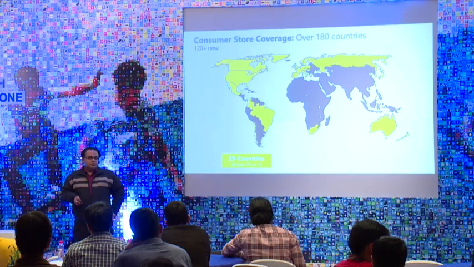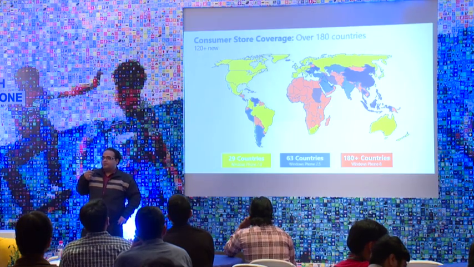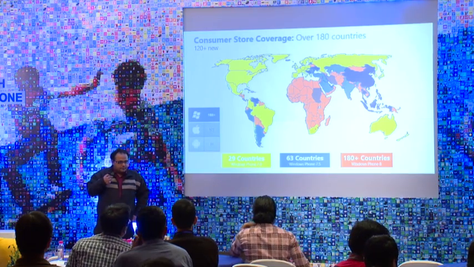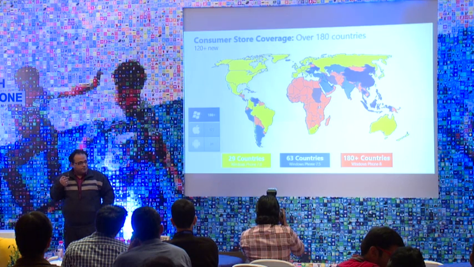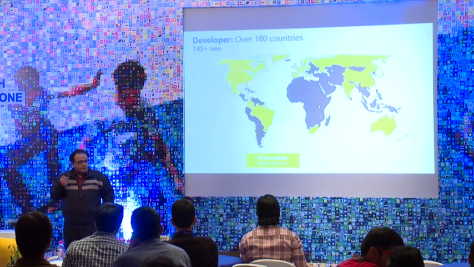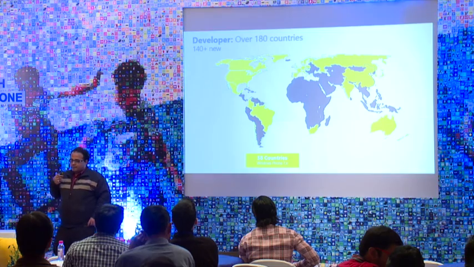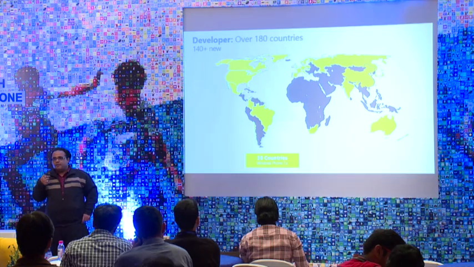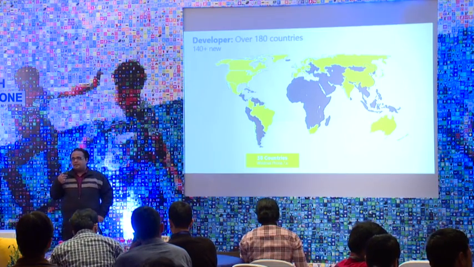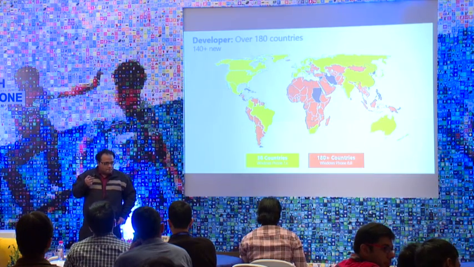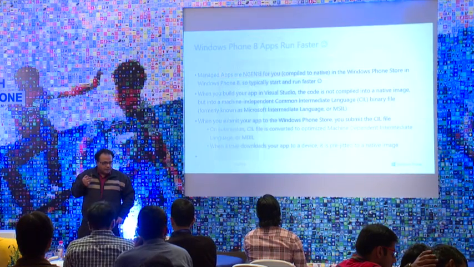So now we have consumer store coverage over 180 countries. This is gradually increasing, or I should say, increasing at a very fast pace now, together with Android and Apple. So let's see the number. Similarly, we have developer coverage across the world in 180 countries. What it means for you is that you have access to the developer portal, and you can register yourself as a developer and also your device, and then you can send applications to the Windows Phone store. This number is also increasing from our last numbers, and also in multiple languages. So I think that's fine.